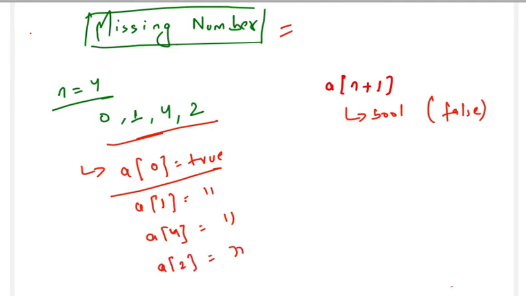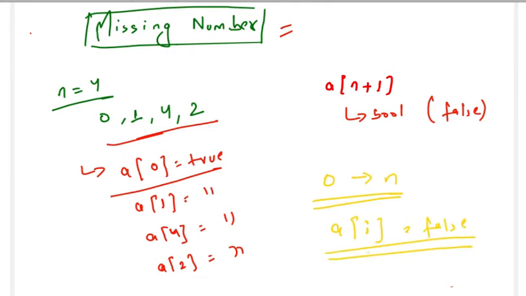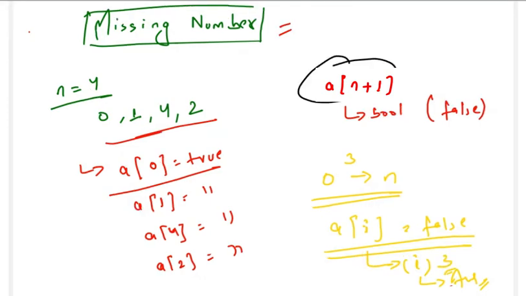So now what we will do is we will traverse through 0 to n and anytime we find that array of i is false, this i will be my missing number and we will return i as our answer. So in this example, when we come to 3, we will see that a of 3 is false and thus we will return 3 as our answer. But here we are using extra space, thus our space complexity is order of n. And the main challenge is to solve this problem in constant space complexity, that is order of 1. So let's see how we are going to do it.